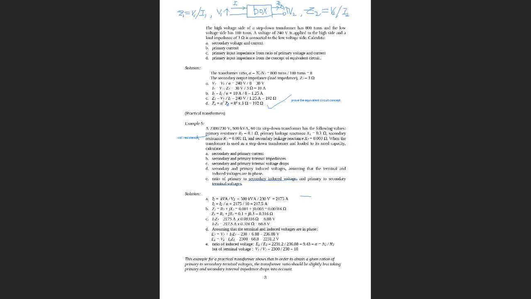Let's draw it again. So this is the primary side. The primary resistance R1. So the secondary side. The drawing is not good, but it just shows you the meaning, because some students have no concept of this in mind.